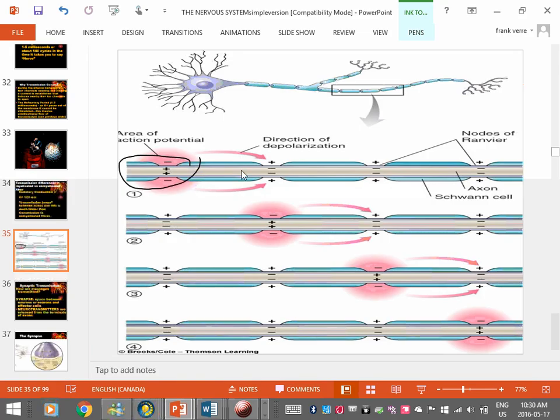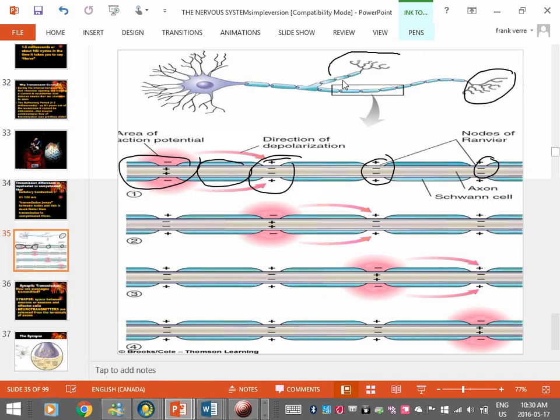This area does not actually trigger this area, it triggers the next exposed area. So you're actually skipping some steps here. So then this area will then trigger this area, which will then trigger this area. It's almost like the action potential jumps. We call that saltatory conduction. Okay? So a myelinated neuron is faster because it doesn't have to trigger all those areas. But in any case, the neuron gets to the end.